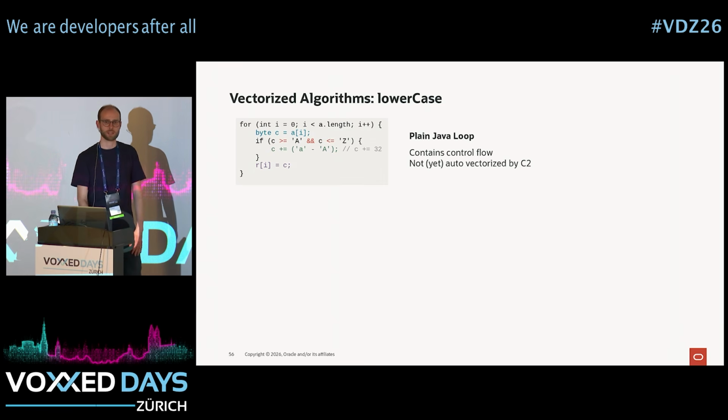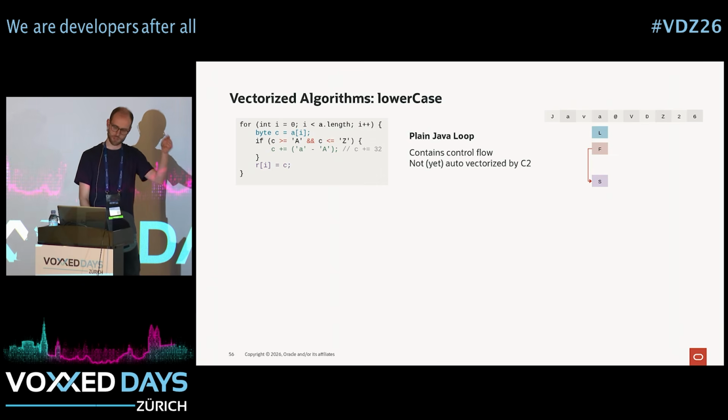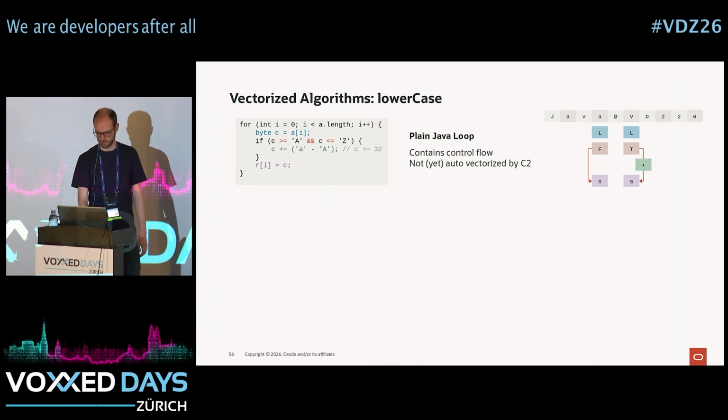So again, this is my hand-rolled loop here. It's not auto-vectorized, sadly, because it has control flow. C2 doesn't handle that yet for the auto-vectorizer. Might do it in the future, hopefully. So if we get a lowercase character, we do nothing and just store the value. If we get an uppercase character, we have to do the addition. So you get kind of the diamond shape and the control flow here.